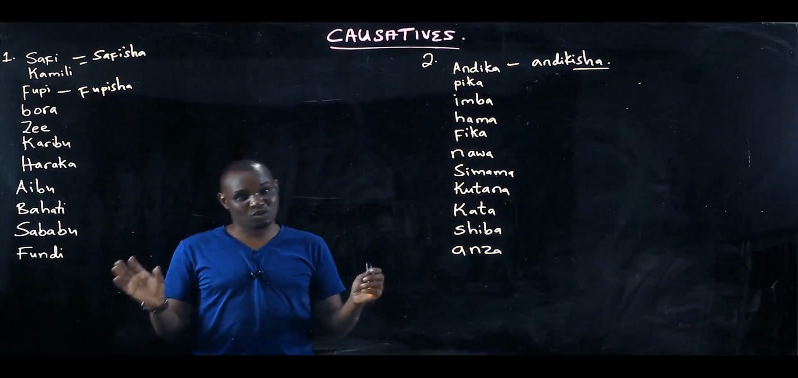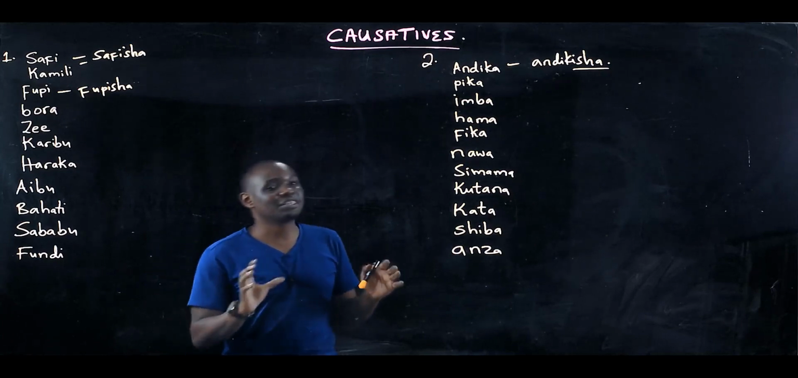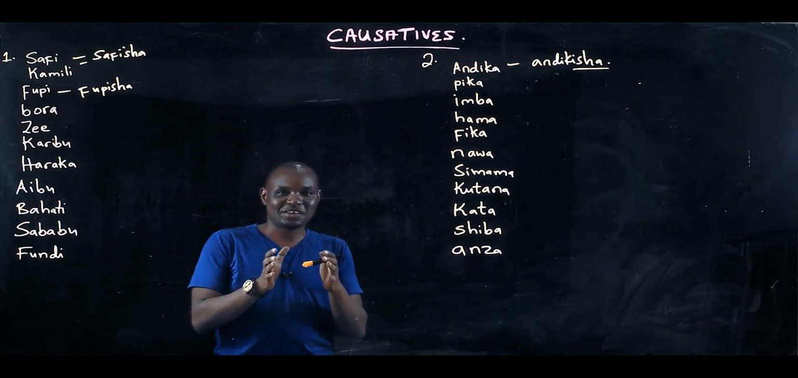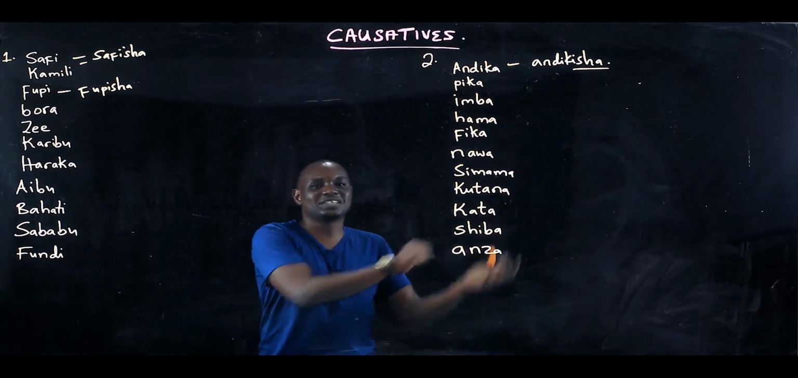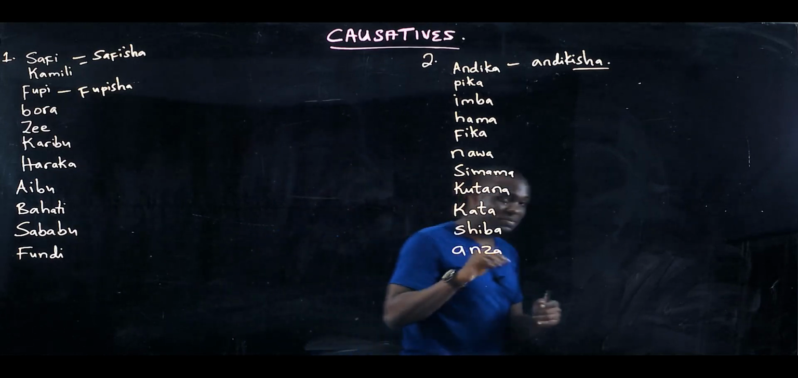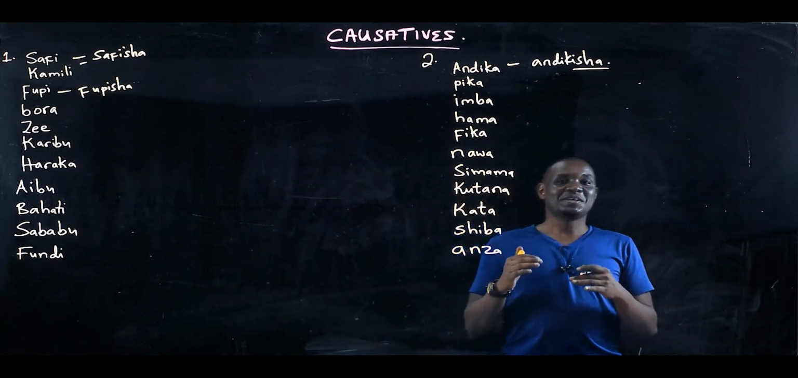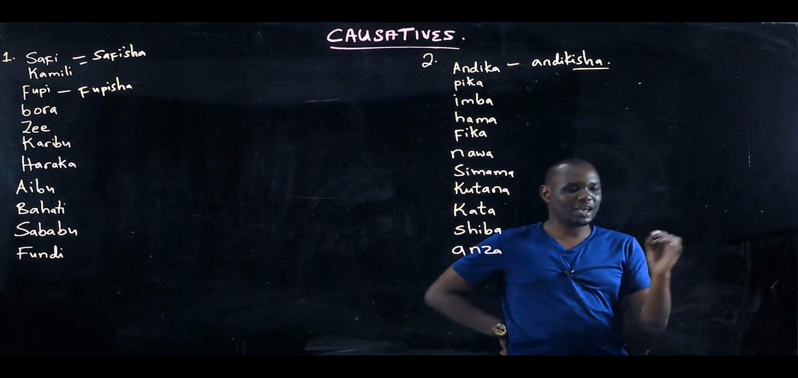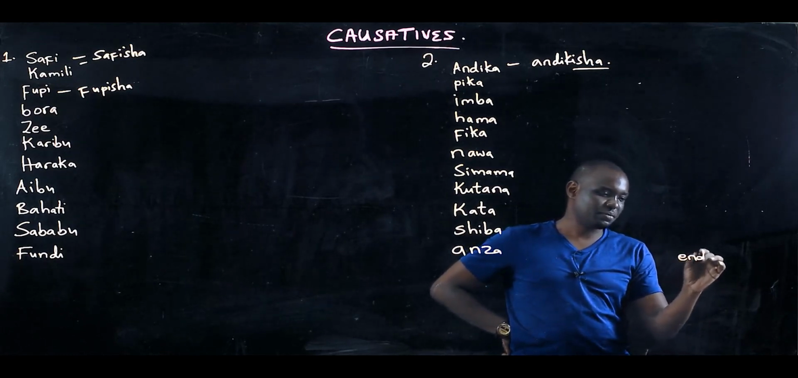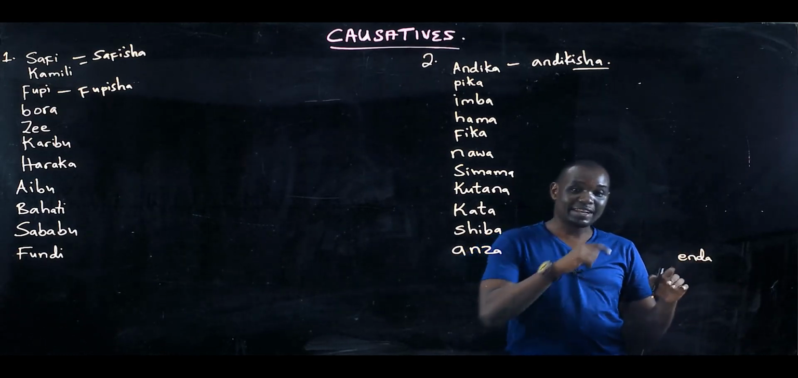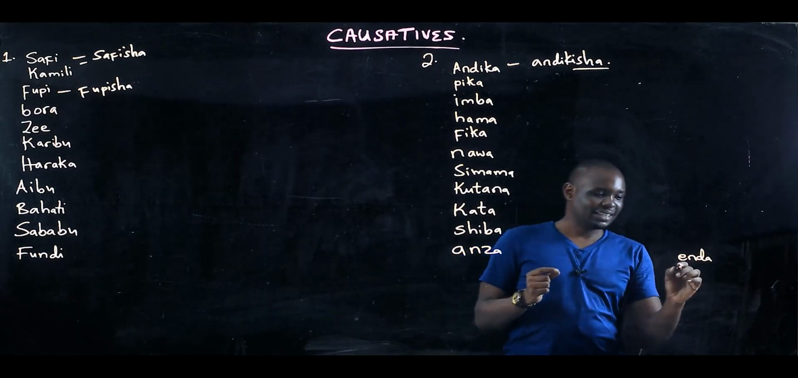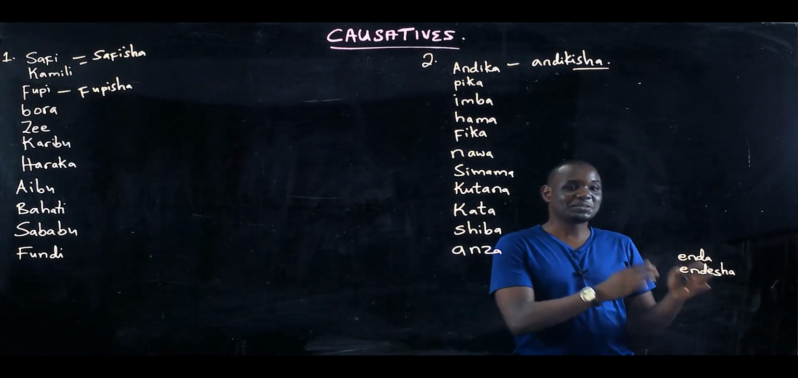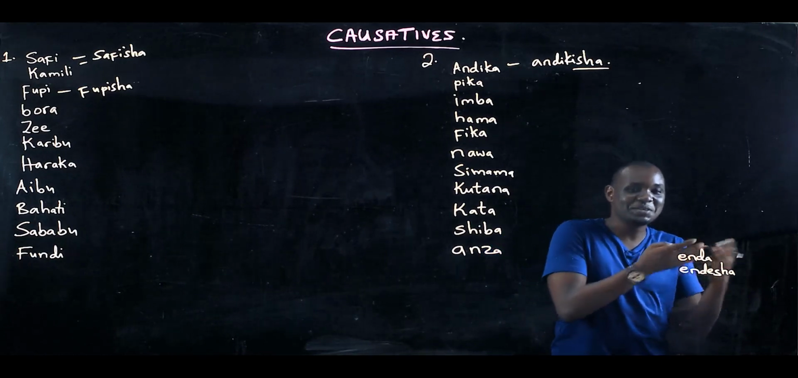These are the verbs, of course, they end with sha, but also these are the verbs that make or cause someone to do something. The verbs that make someone do something. For example, you know enda. What is enda? Enda is to go, right? Enda is to go. But endesha is to make something go.